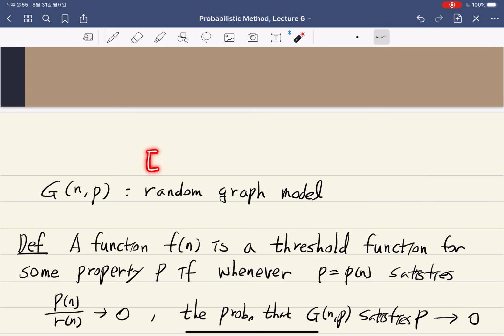The resulting graph we get has a vertex set which consists of the vertices from 1 to n. And for each pair i and j, you flip a coin which comes up heads with probability p, and tails with probability 1 minus p. If it is heads, then you add an edge, otherwise you don't add an edge. You do that independently for all pairs. Then this will give you a graph.